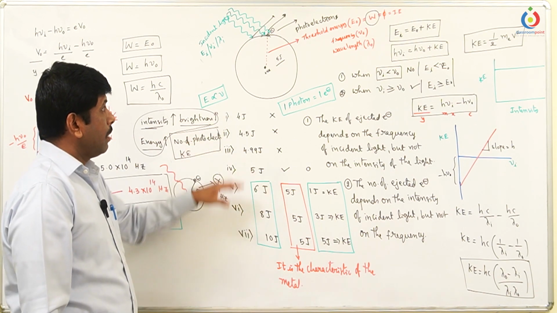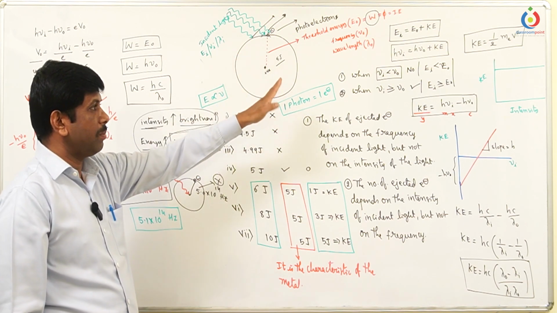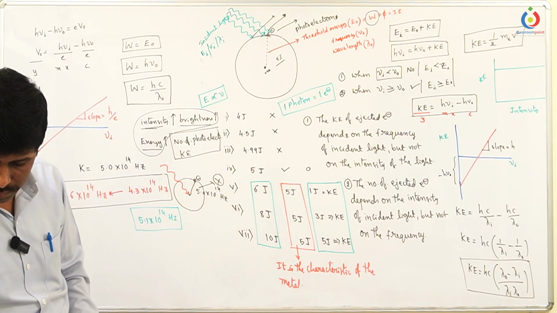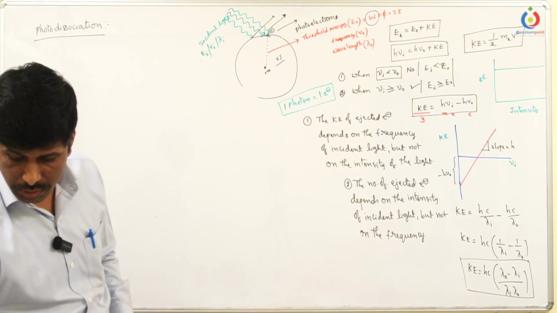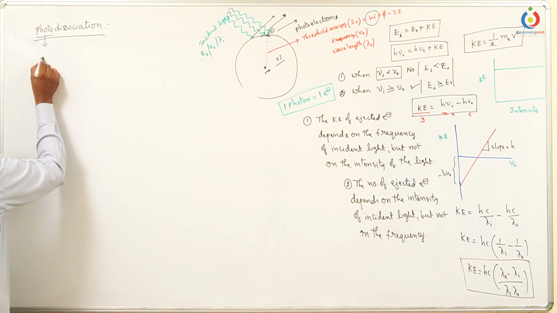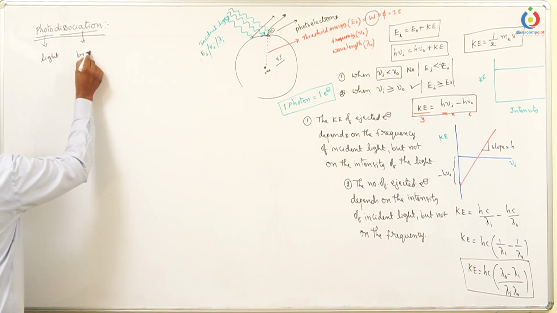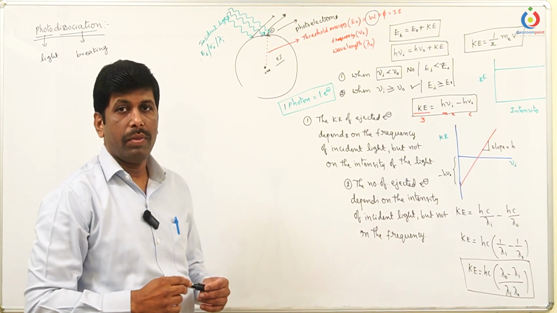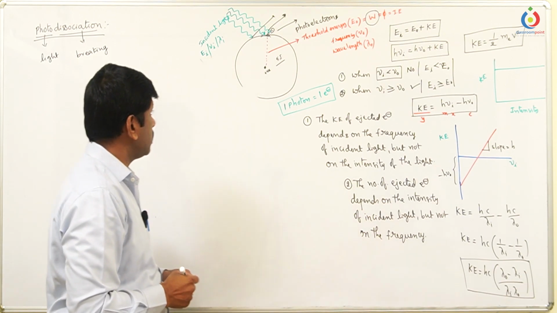As I said earlier, this photoelectric effect is related to the bond energy. How can we use this similar concept of the photoelectric effect in photo dissociation? That we shall see now. Photo dissociation: photo stands for light, and dissociation stands for breaking. Breaking of what? Here, breaking of bonds using light energy is known as photo dissociation.